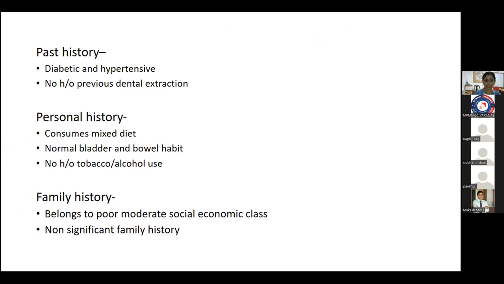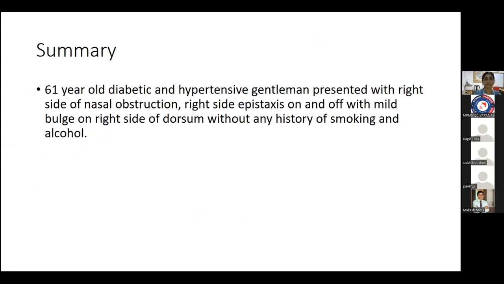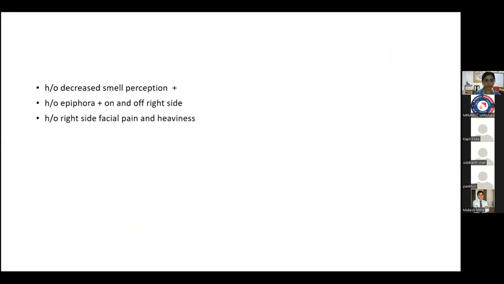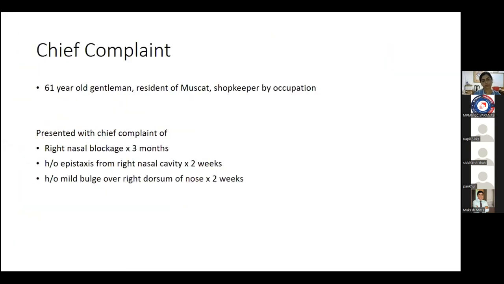Family history is insignificant. To summarize my history, a 61-year-old shopkeeper by profession, a diabetic and hypertensive gentleman, presented with right-sided nasal obstruction, right-sided epistaxis on and off, with a mild bulge on the right side of the dorsum, without any history of smoking and alcohol. Can you go back to the occupation history? Any particular occupation which could be relevant to the present complaint?